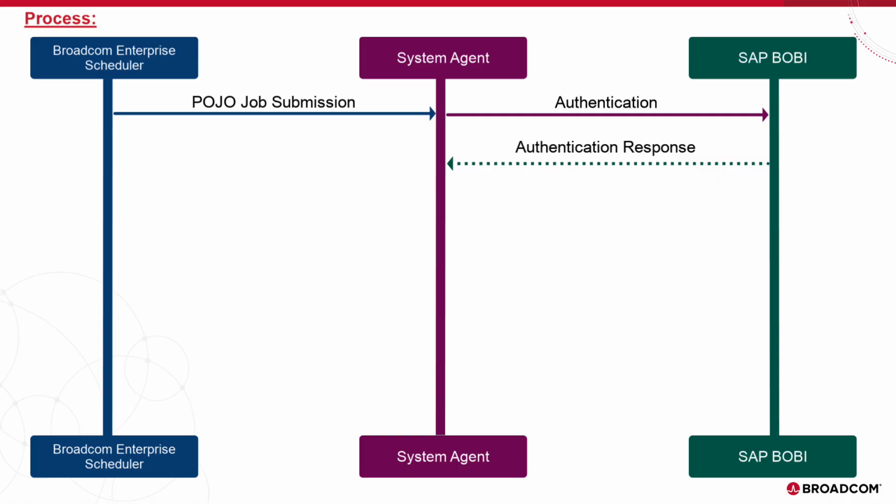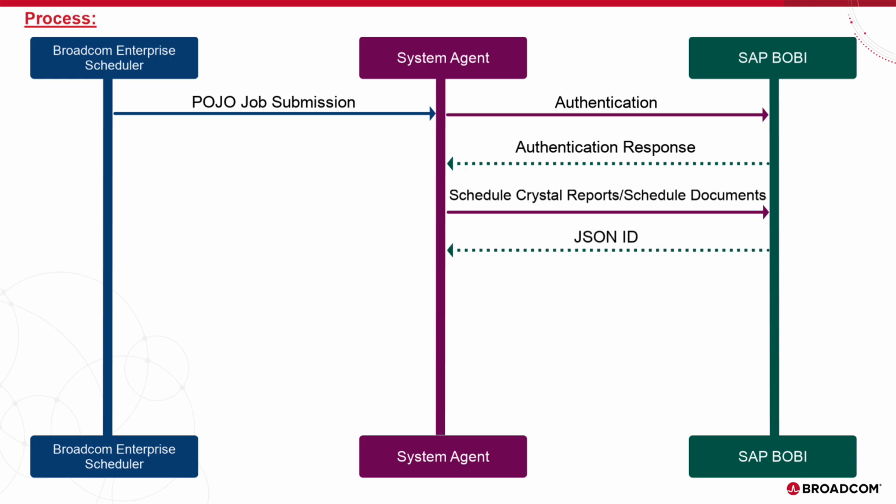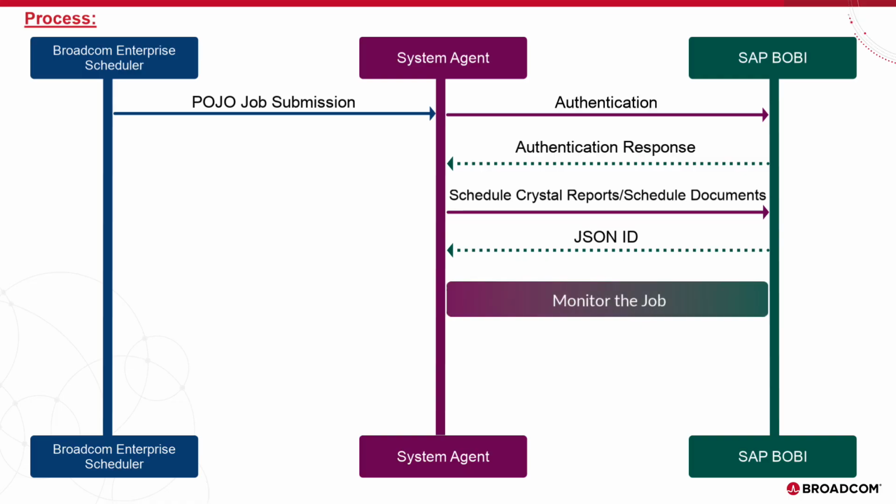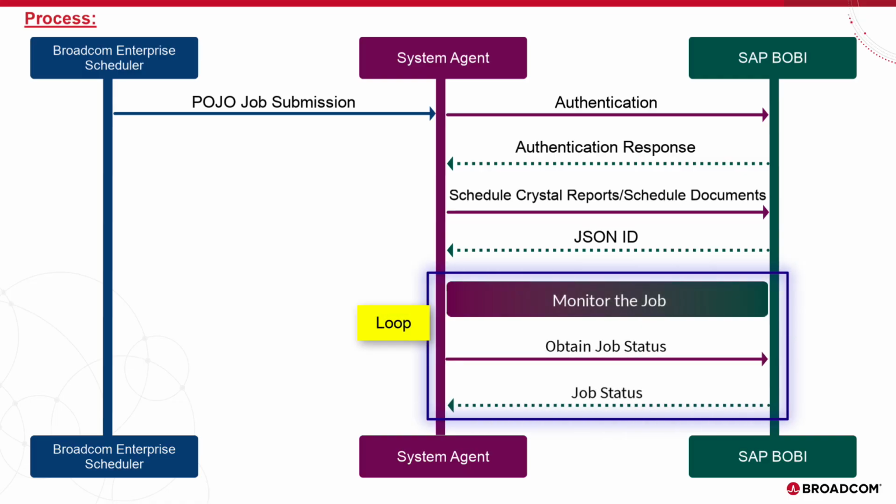Once authenticated, the agent submits the job to the SAP BOBI server as a post request. The SAP BOBI server identifies and executes the matching job. The job execution returns a JSON response that contains the execution details. The SAP BOBI server and system agent monitor the job until it reaches its final state. Once the final state is obtained from SAP BOBI, the job status in AutoSys is updated accordingly as either canceled, succeeded, or failed.